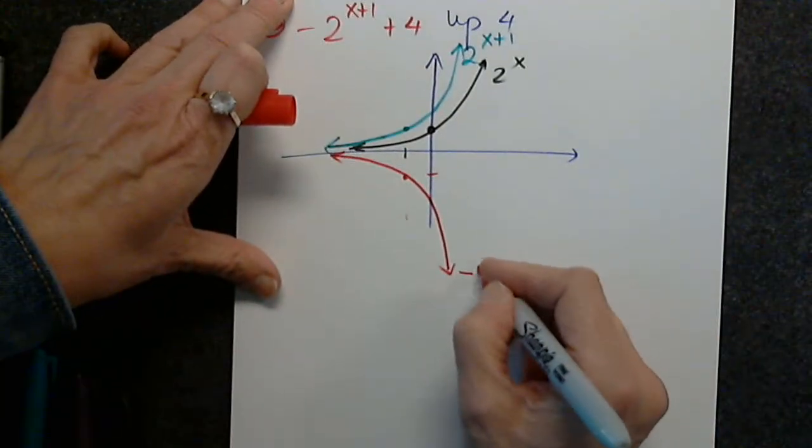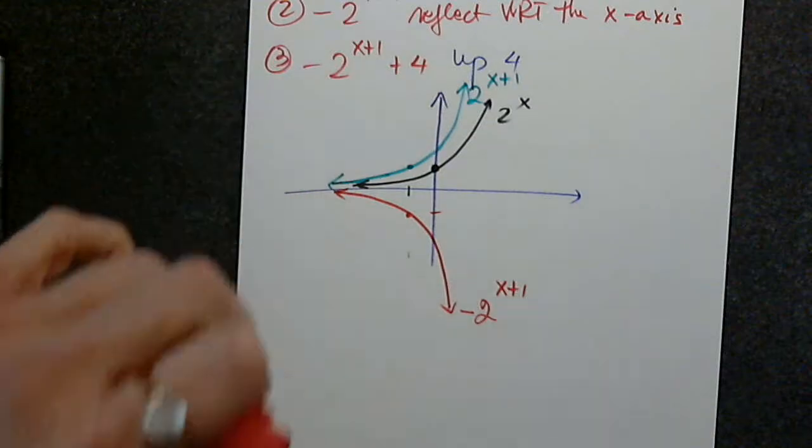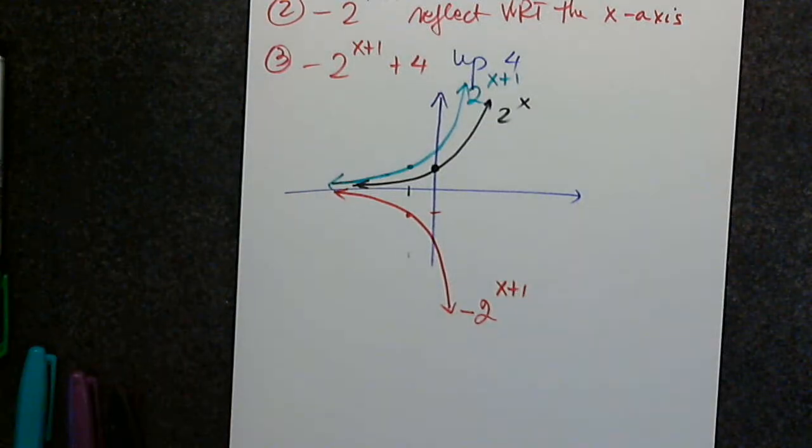Perfect. So this is negative 2 to x plus 1. Let's stop for a moment and look at these 3 functions that we just graphed. And let's identify the horizontal asymptote one more time. The horizontal asymptote is y equals 0. Awesome. When a function has a horizontal asymptote, and we shift it up and down, what happens to the asymptote?